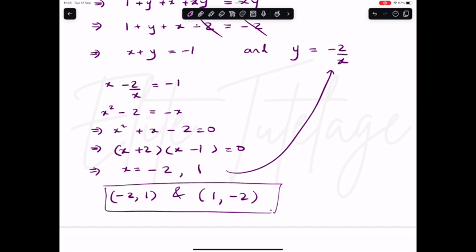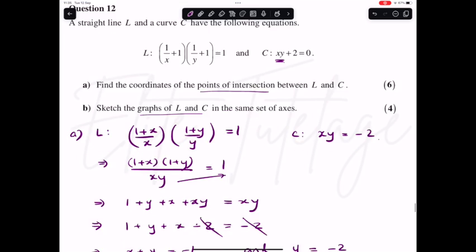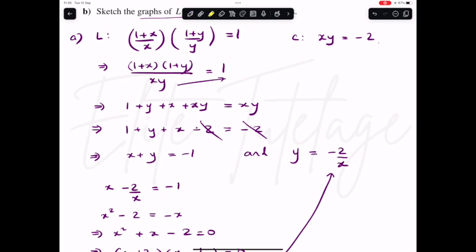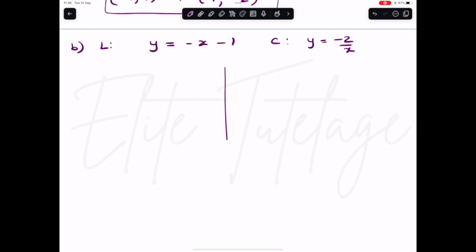Okay, now let's look into the second one, which asks us to sketch the graphs of L and C on the same set of axes. So we know L is a straight line. The second one is a reciprocal curve. C is a reciprocal graph, but obviously it's reflected. So let's put them down here. So y equals minus x minus 1, and the curve is y equals minus 2 over x. So remember the reciprocal graph, but the reflection will be slightly different, as in it will look like this, as it's reflected.